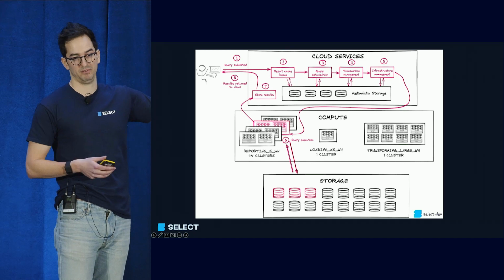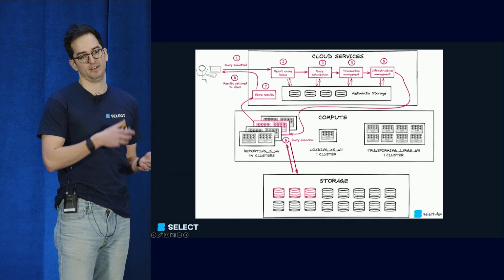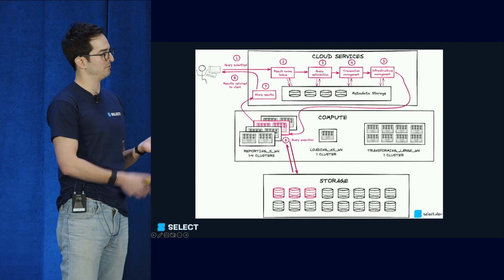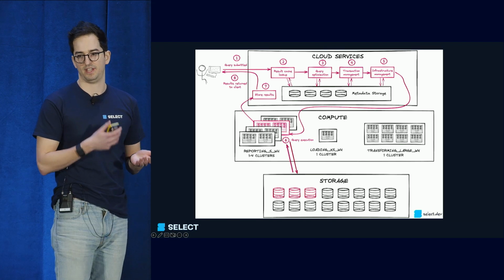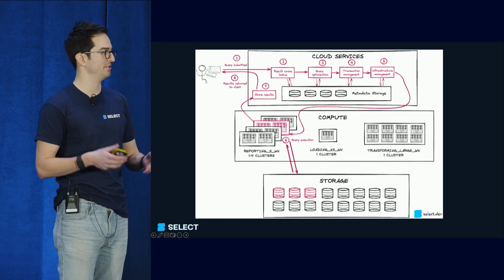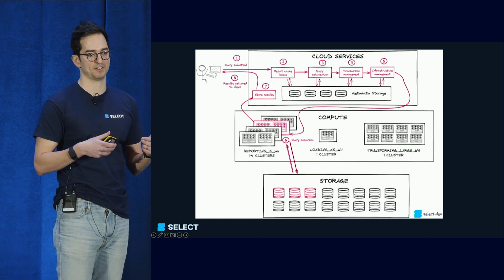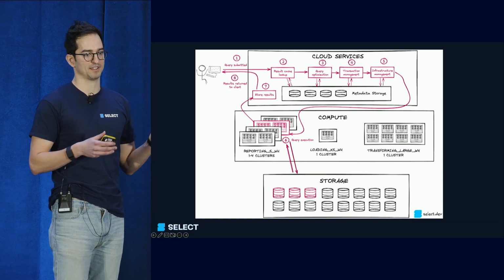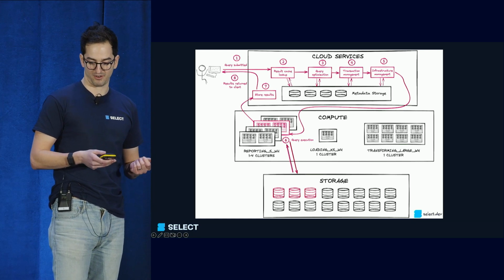That brings us to the compute layer. So in the compute layer, the servers will read from remote storage, so they'll fetch the data they need to produce the results of your query, perform all those computations, and then return those back to cloud services to store and back to the client.